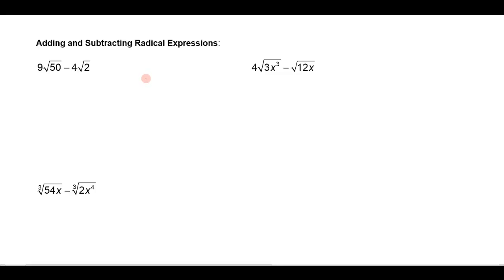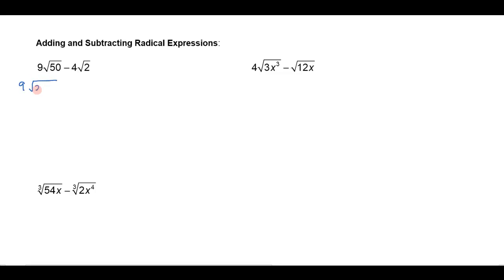Hi everyone. In this lesson we want to see how we can add and subtract radical expressions. Now if I have 9 square roots of 50 minus 4 square roots of 2, that's kind of like having 9 apples and you're taking away from it 4 oranges. They're different quantities and so you can't subtract those. But notice that 50 does have a perfect square factor within it that I could simplify.